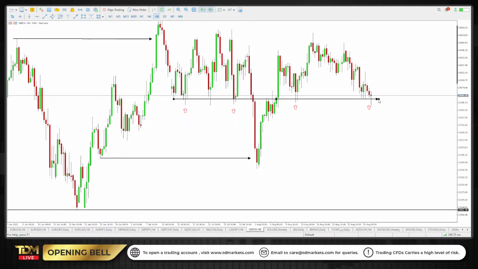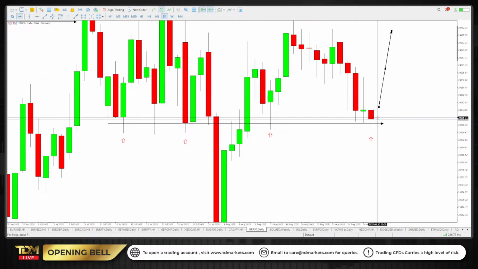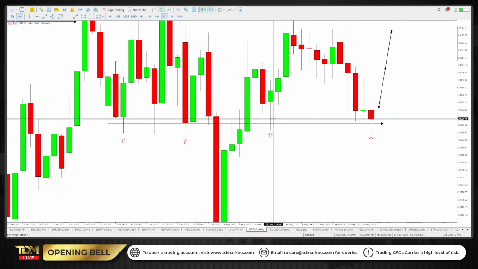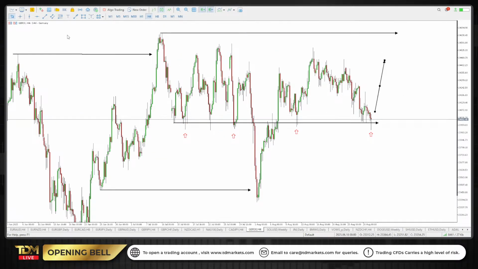If we see a rejection happening here, if we see the market rejecting, then we're anticipating price to resume the trend. At the moment, this is the daily candlestick. Nothing much on this candlestick, but we're looking for a rejection similar to the one we had before. If we get that, then we're going to include the lower time frames to look for our confirmations. And once we get our confirmations, we're anticipating price to resume the bullish structure towards the upside. So that's German 30.